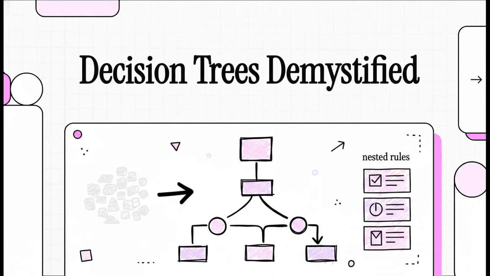Welcome to The Explainer. Today we're diving into one of the most fascinating and honestly intuitive machine learning algorithms out there, decision trees. What I absolutely love about this topic is how it takes massive, complex data and boils it all down into simple, nested rules that literally anyone can understand. So let's just jump right in.